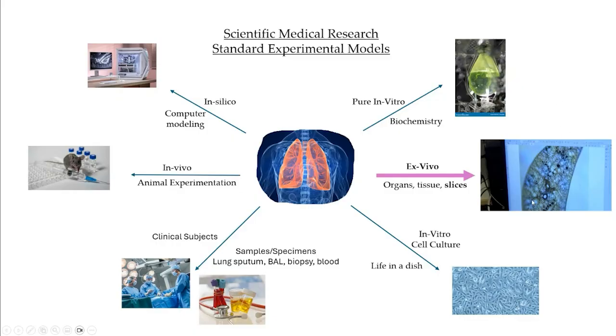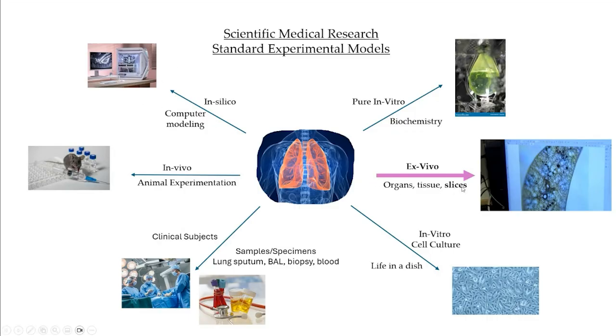All right, so everybody knows we can do pure in vitro biochemistry to do scientific research, and compare an activity in a living cell or living organism to biochemistry. We can do cell culture. There's animal experimentation that we can do. There's clinical subjects, so you can obtain samples from a hospital patient and analyze those. There's computer modeling. A biological process can be modeled on a computer if you know enough about it.